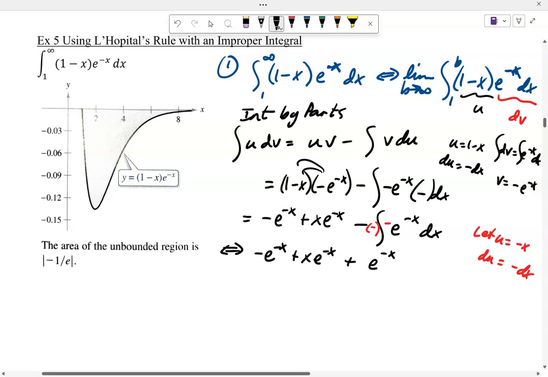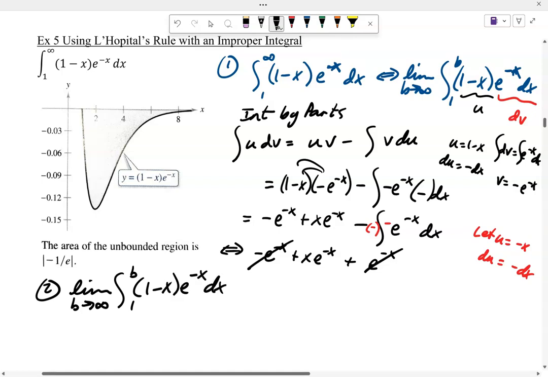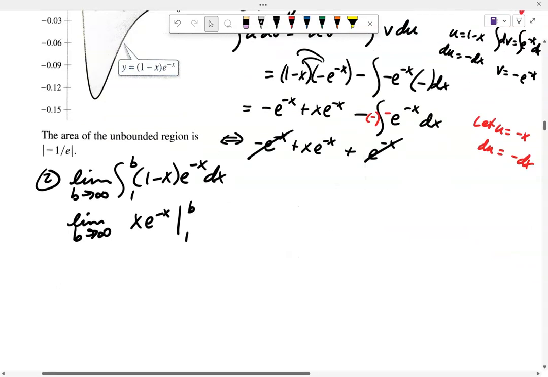Well, this is from 1 to b. So let's go ahead and clean that up a little bit. See how those are gone. So I have x e to the negative x. So we just integrated the whole thing. So let's bring this over here. So we have the limit as b goes to infinity. We went from 1 to b of this 1 minus x e to the negative x dx. We did it with integration by parts. And we ended up getting the x e to the negative x. But we got to go from 1 to b on that.